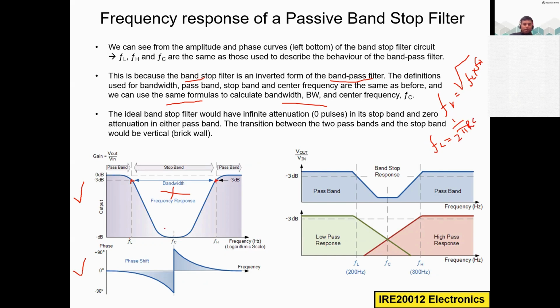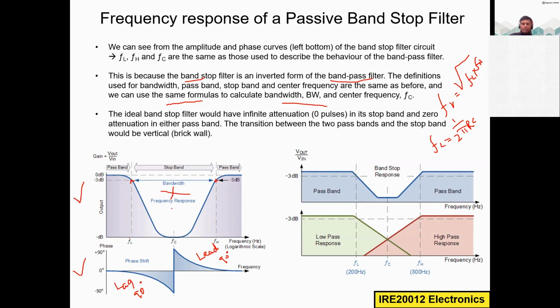Now you can also see the phase shift. How is the phase shift? In this first part, the phase shift is lagging 90 degrees. In the second part of the filter, above this resonant frequency, the phase shift is leading 90 degrees. This is also opposite from the band pass: here it is lagging 90 degrees, here it's leading 90 degrees. So this is the band stop response.